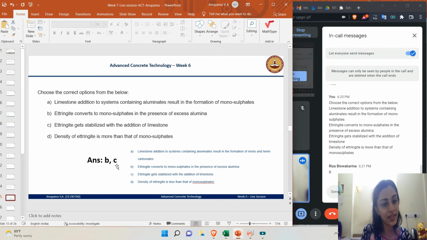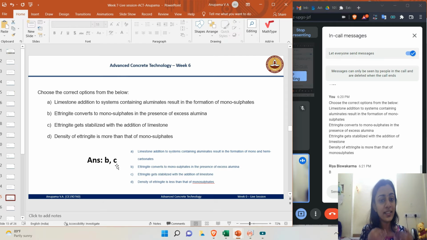Now the second statement, B is correct. Ettringite in the presence of excess alumina converts to monosulfate. That is totally fine. Now the third statement is that ettringite gets stabilized with the addition of limestone. That is a correct statement. So why? Because limestone reacts with the excess aluminates if it is present and becomes monocarbonates or hemicarbonates.